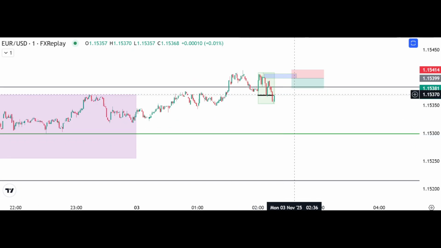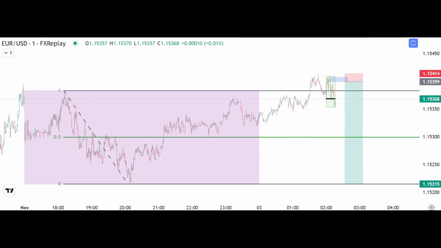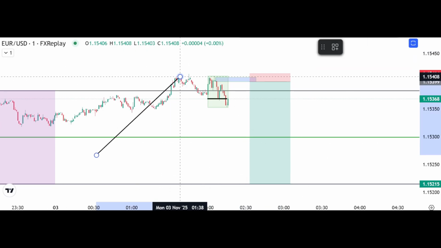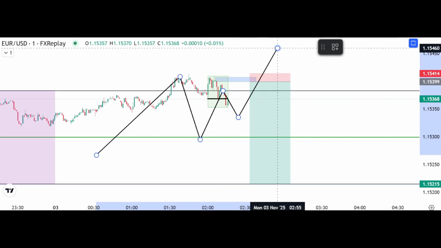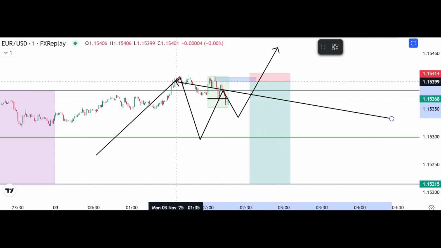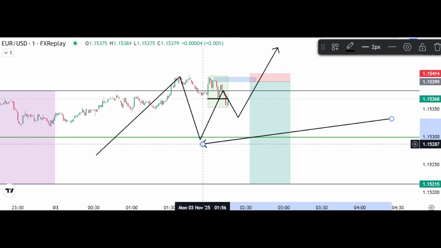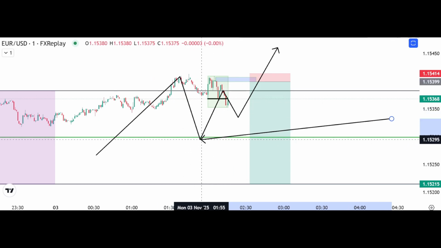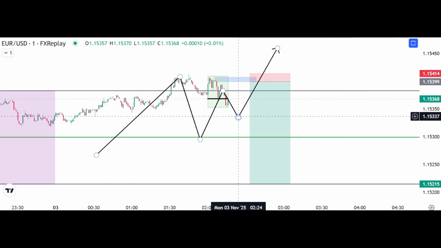Our last target is the Asian low, because Asian low is also a liquidity. But sometimes price takes liquidity, for example, the Asian high, then comes back, something like this, then goes higher. The only reason that this trade failed in this example I'm showing you is because the price already touched the 50%, which means there is a high probability that price will continue up. So you need to be careful with this one.